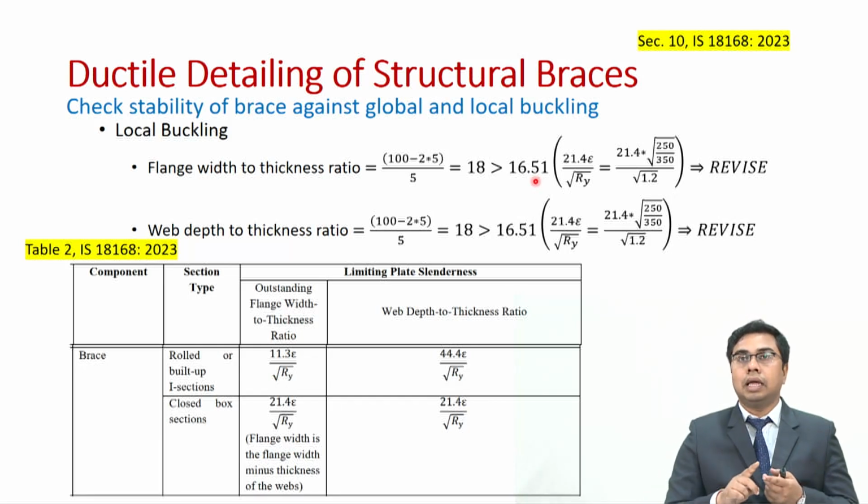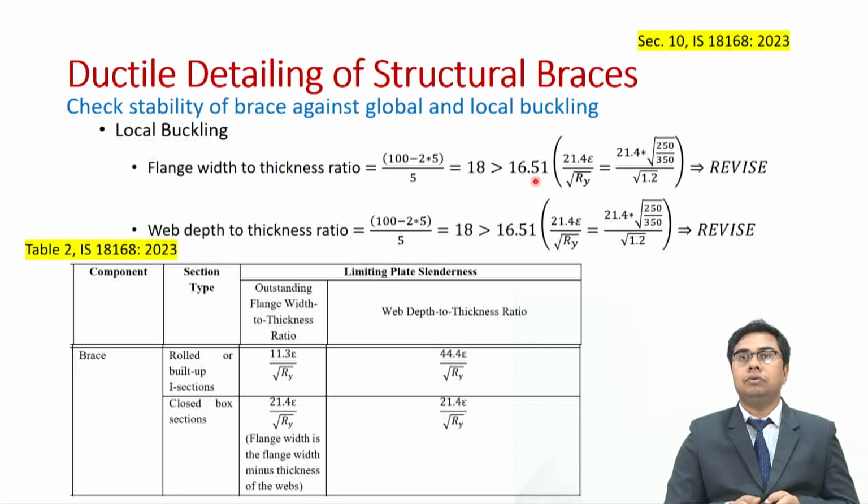But at the same time, what do you expect? With increase in thickness, you will end up increasing Ry, that is the radius of gyration. If you increase the radius of gyration, what will happen? It will also change your slenderness ratio overall. So, let us look into that.